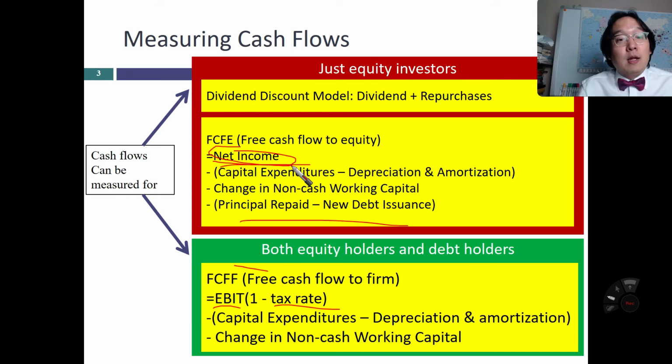But in FCFF, we start with operating income. That's why we had to manually subtract the tax to the government that should be paid based on this operating income. Now after that, what do we do?